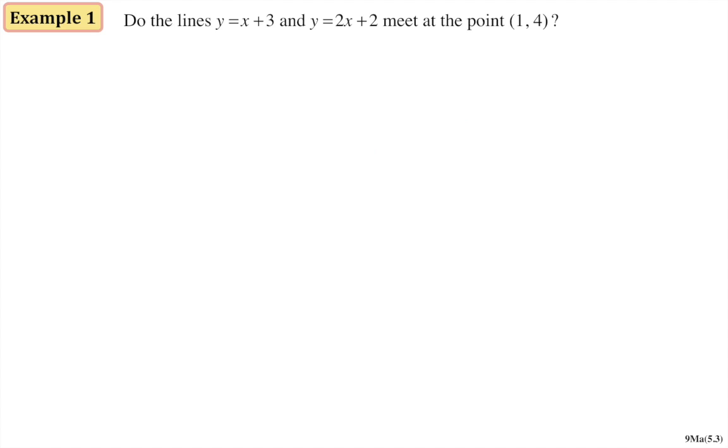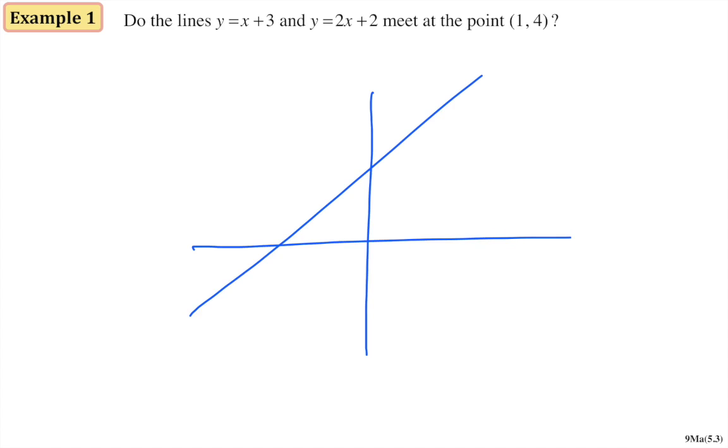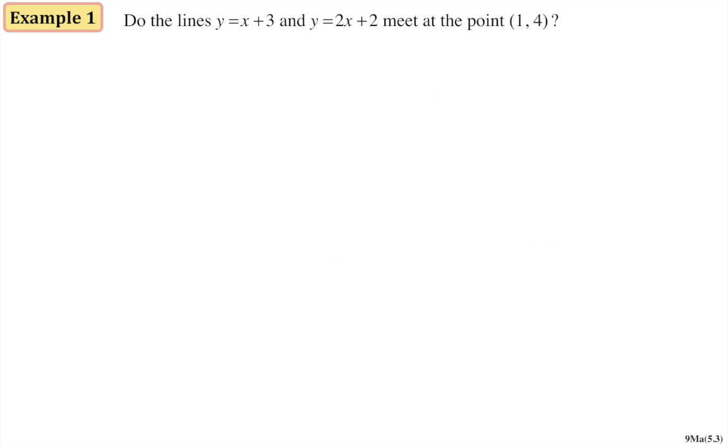Let's try the first one. Do those two lines meet at the point 1, 4? Well, you could graph them. And what would actually happen is this. You'd go y equals x plus 3 and you'd graph it, looks something like that. Y equals 2x plus 2, and you'd graph it and it's going to look something like that, and you'd check to see is that out 1, up 4, and it is, and you'd say yes, they meet at 1, 4. But I'm going to do this one algebraically by using substitution, because I think in this case it's easier.